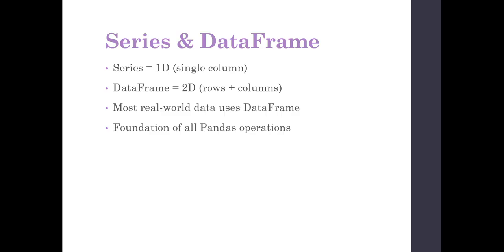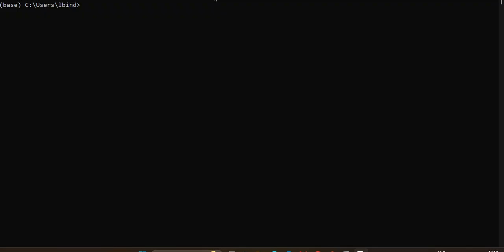But the data frame is 2D. Just like an Excel sheet, we have rows, we have columns, we have a complete table where we give name, age. So such things are given. Just like an Excel sheet, our data frame is present, and most real world data uses the data frame itself, and it is the foundation for all the pandas operations. Data frame and series are the foundation of all the pandas operations.